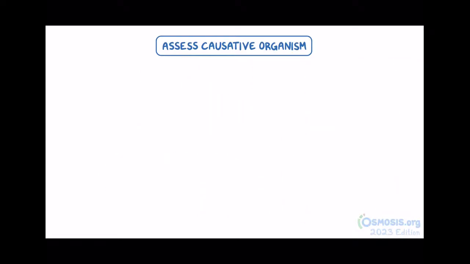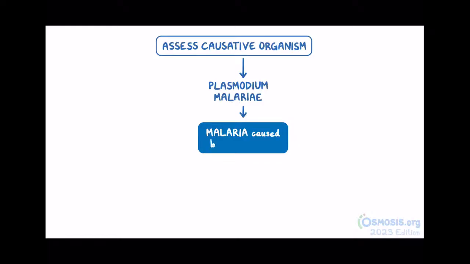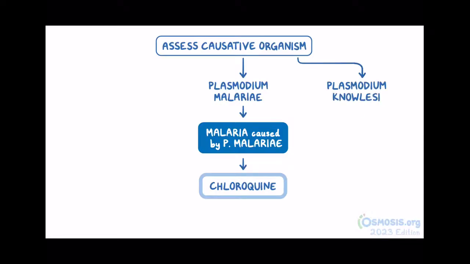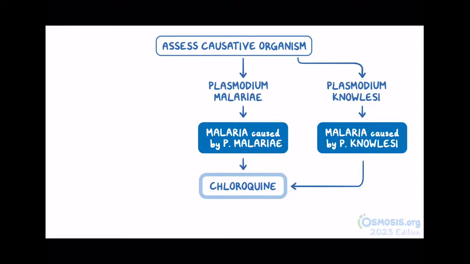Let's move on to our next blood smear. If the blood smear analysis reveals Plasmodium malariae, proceed with treatment with chloroquine. No need to add primaquine here. And now our final blood smear. If you identify Plasmodium knowlesi, diagnose malaria caused by Plasmodium knowlesi, and, once again, treat your patient with chloroquine.